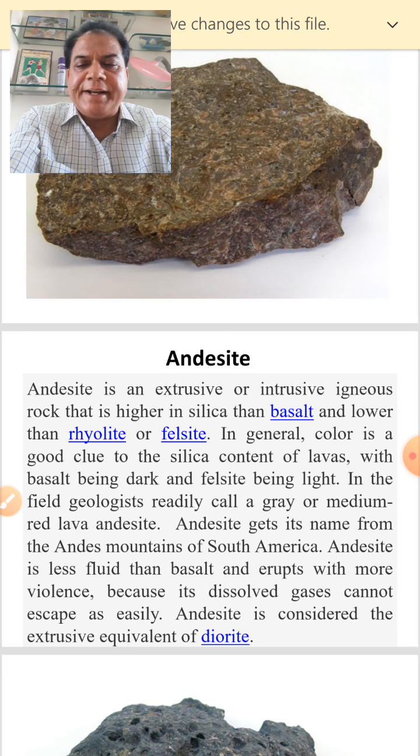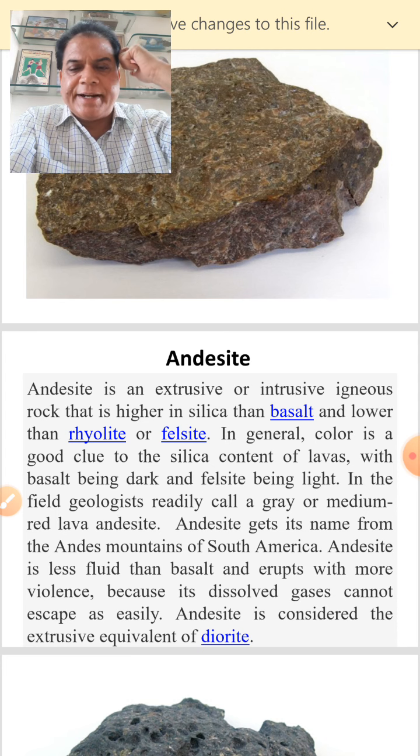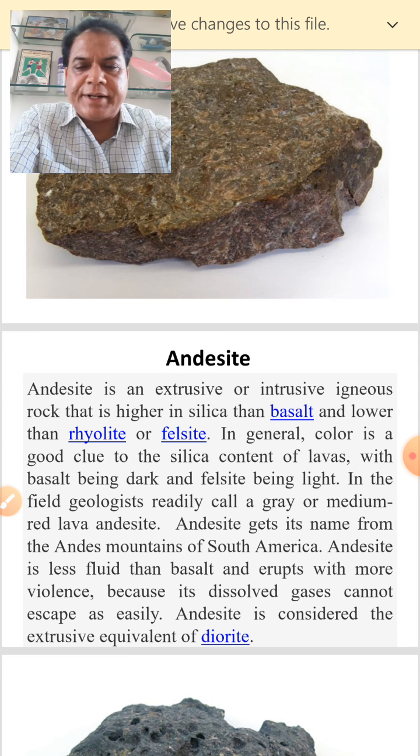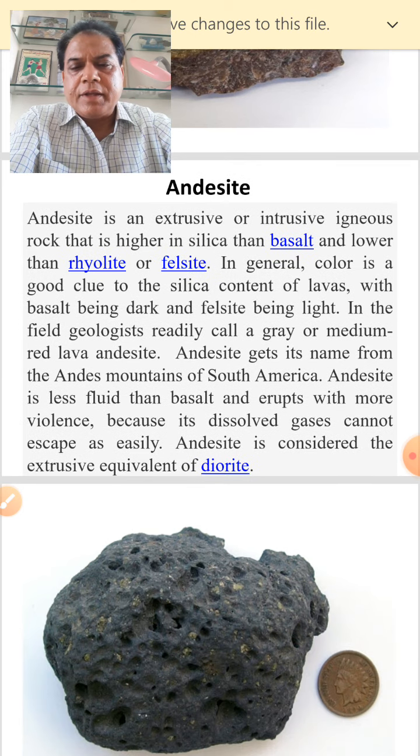Andesite gets its name from the Andes mountains of South America. Any rock that has derived its name, has done so for some reason. So this andesite is found in the Andes and gets its name from the Andes mountains of South America. As I told you, it is considered the volcanic equivalent of the plutonic rock diorite.